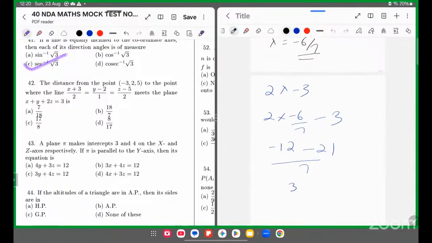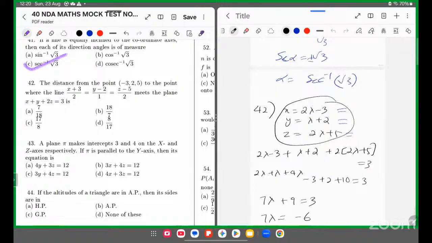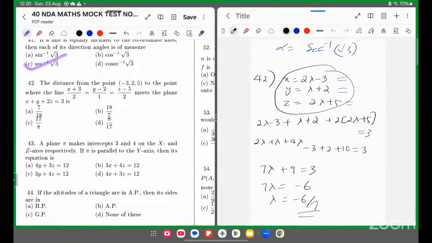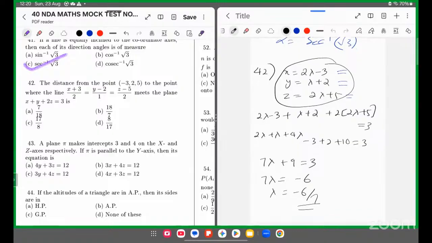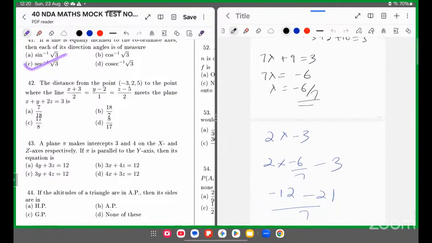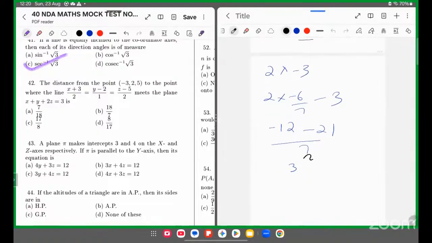Okay. Here we are getting the general point, so lambda equals minus 6 by 7. Direction ratio of the distance between the points: minus 12 minus 21, so 33 by 7.